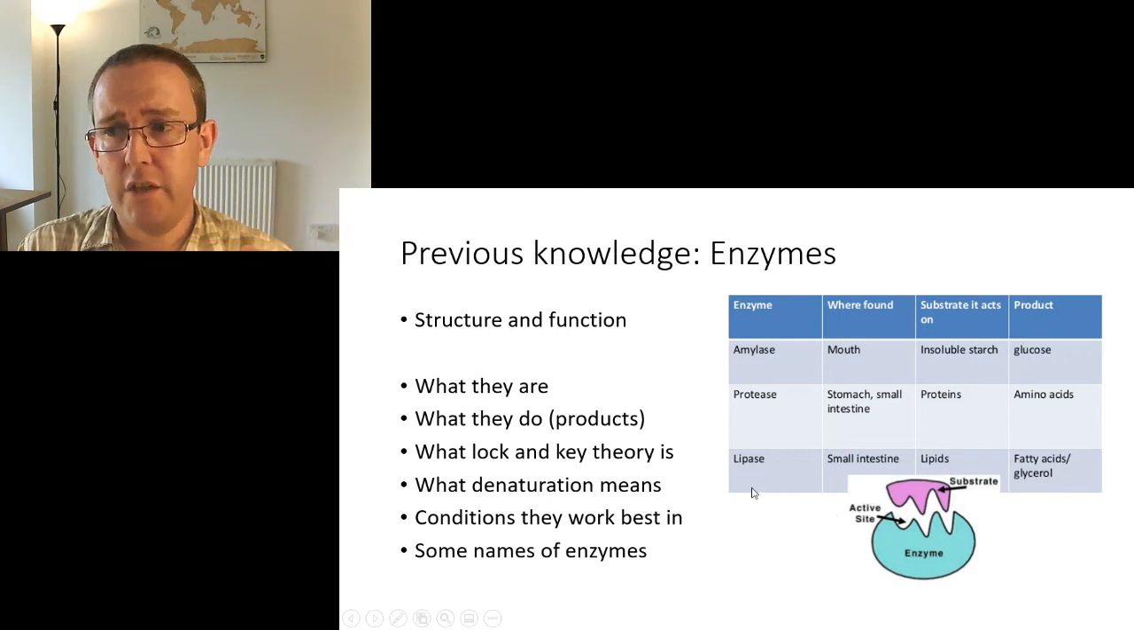These terms here: lock and key theory, what that is, what it means to denature an enzyme, the conditions in which that happens and the conditions they work best in, and some names of enzymes. You really will only have come across these ones, amylase, protease, lipase, as the core three families of enzymes that you had to know at GCSE. So remembering this kind of shape here, the substrate, the enzyme, the active site, all that kind of stuff would be really helpful if you remembered it from GCSE.